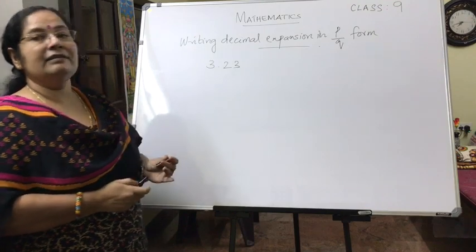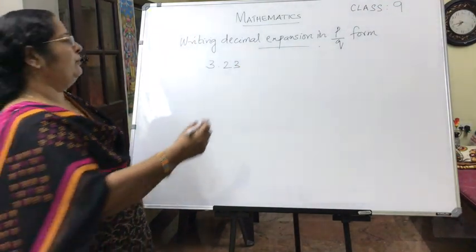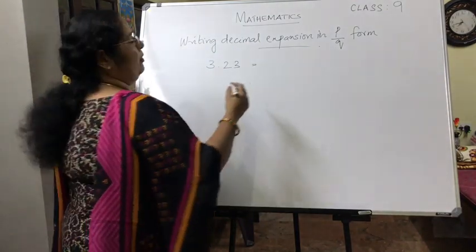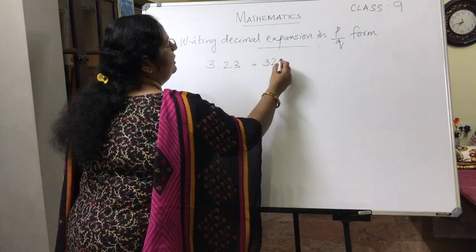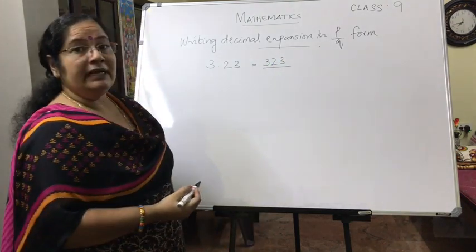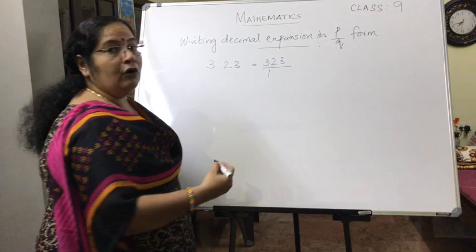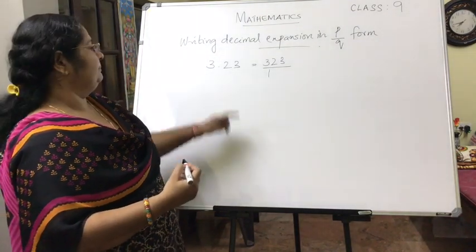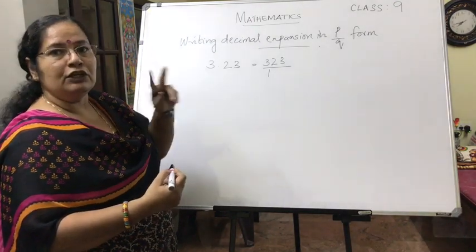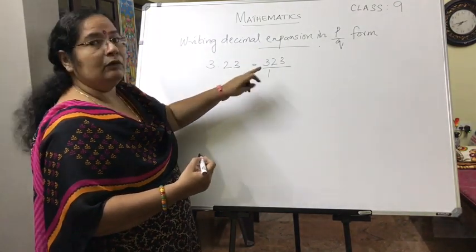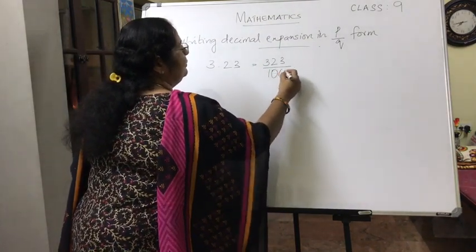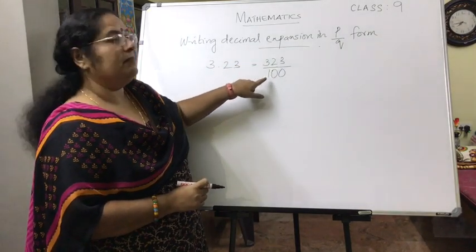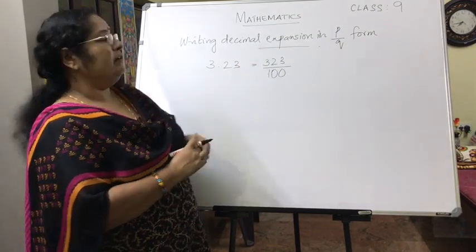So how can you write this 3.23 in the form of P by Q? The numerator will be the number without the decimal point. So this will be 323 and the denominator will be a 1 followed by number of zeros depending upon the number of decimal places. How many decimal places are here? 2 decimal places. So here it will be a 1 followed by 2 zeros. So what is the P by Q form of 3.23? 323 by 100.